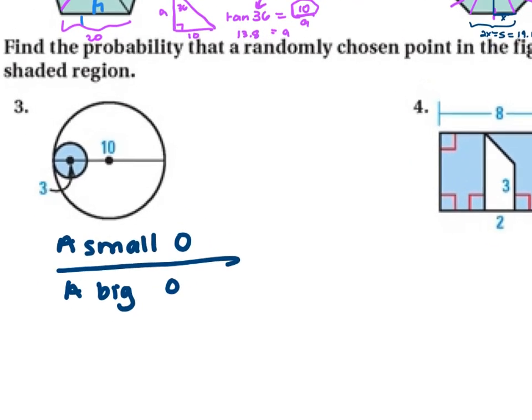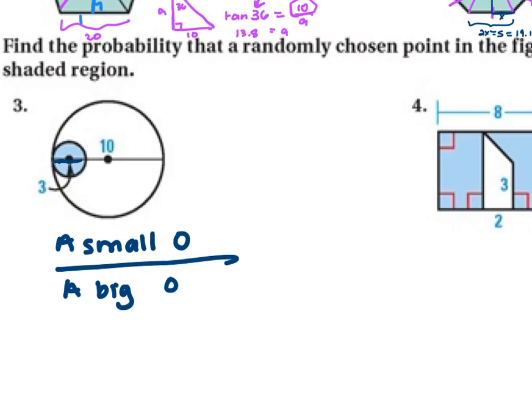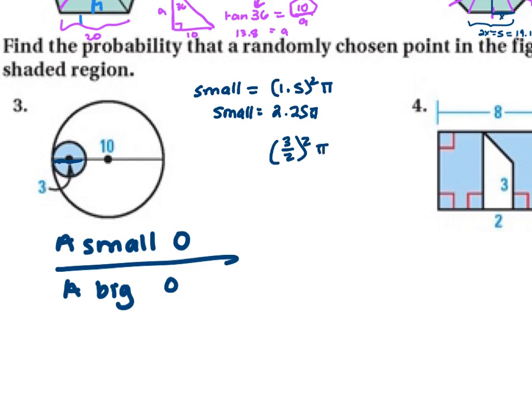So 3 is actually pointing at the middle here, which is telling you that that is the diameter of that circle. So the area of the small circle is going to be 1.5 squared times pi, r squared, or 2.25 pi. If you did it as a fraction, it'd be 3/2 squared times pi, or 9/4 pi. So either way, that's the small.